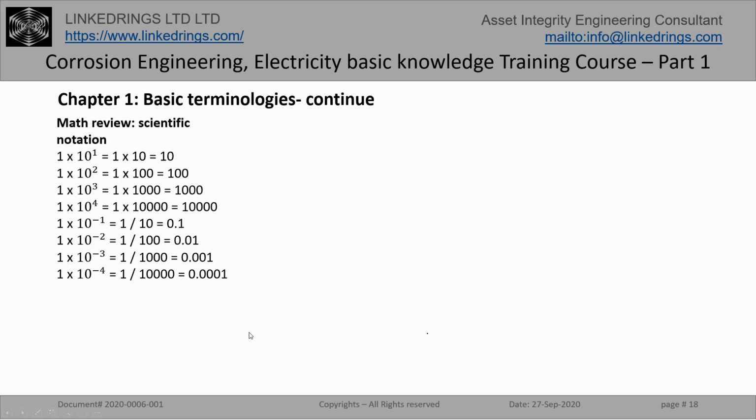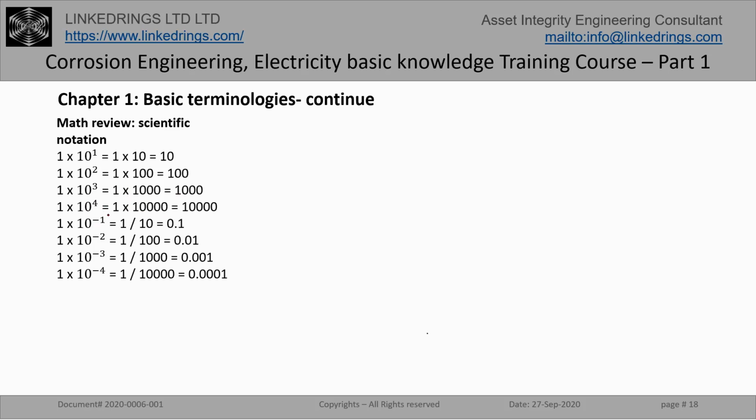Let's review some math here. What is 10 power 1? 10 power 1 means 10. Simple. 10 power 2 means 100. It means 10 times 10, 2 times. 10 power 3 means 10 times itself 3 times. So 10 times 10 times 10 is 1,000. 10 power 4 means 10 times itself 4 times. So 10 times 10 times 10 times 10 is 10,000.